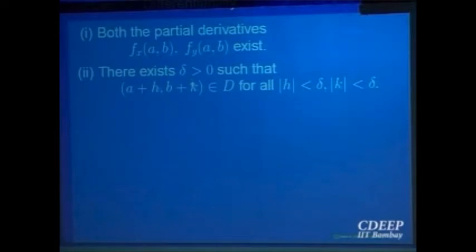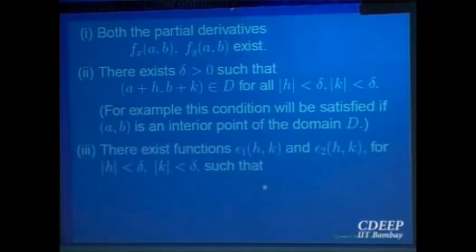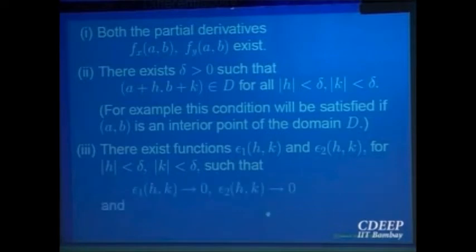So the second condition is only to ensure that you are able to go to nearby points. For example, this will hold if you have an interior point, right? If the point (a, b) is an interior point, this condition will be automatically satisfied. And now comes the crucial part. We should have two functions. The third condition says there are two functions, epsilon 1 and epsilon 2, which both depend on h and k. We are going to go to a nearby point, (a plus h, b plus k). So these two functions depend on h and k, where mod h and mod k are less than delta. And both of these are the errors corresponding to the one-variable case. They should go to 0 as (h, k) goes to (0, 0).